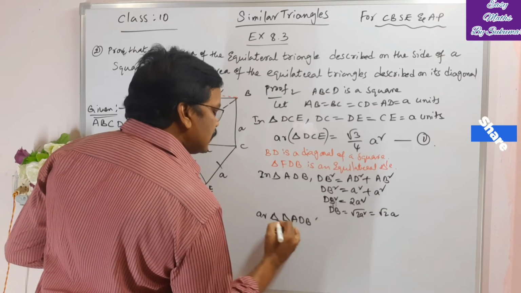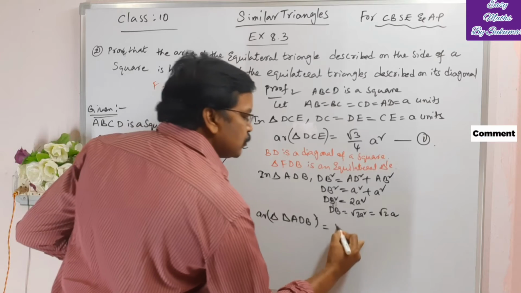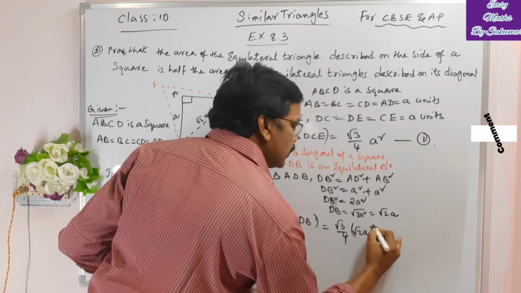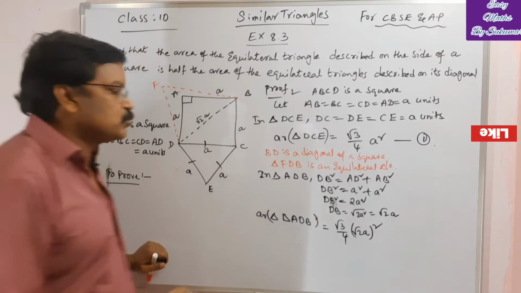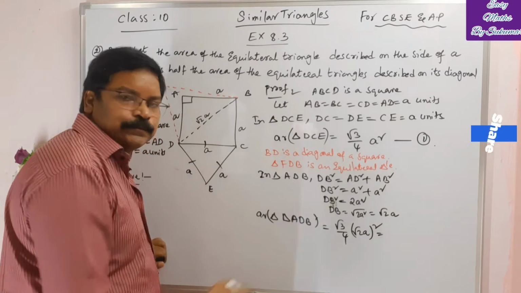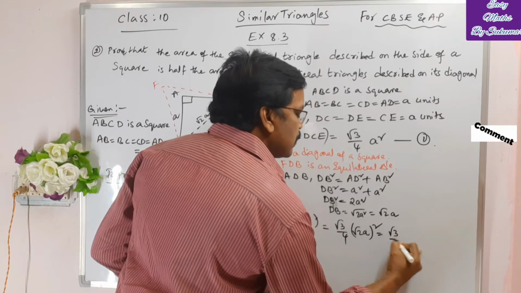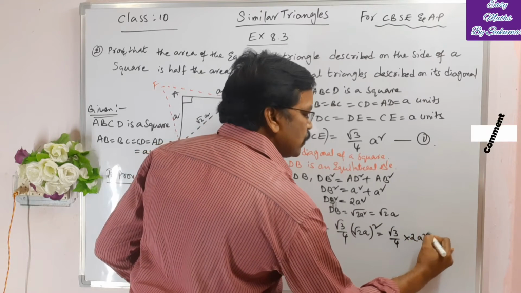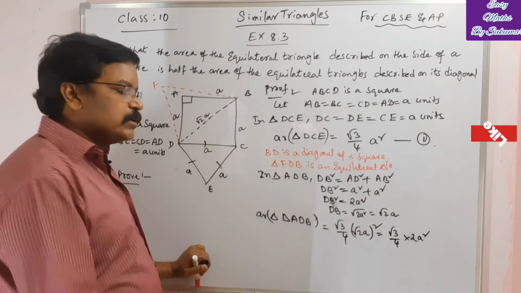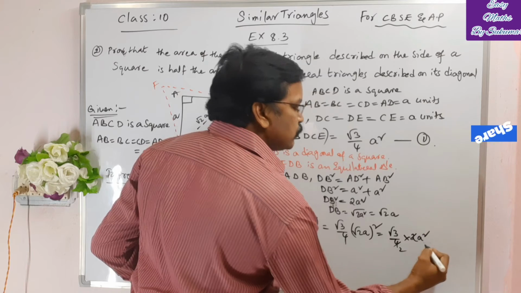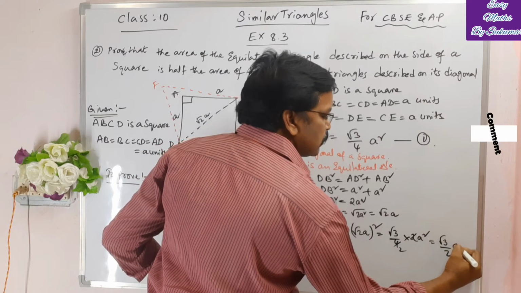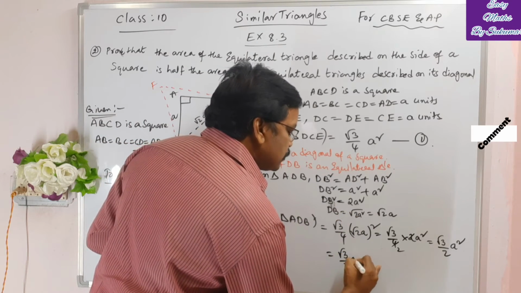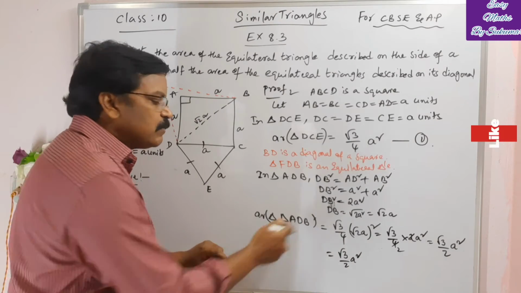Now, what is the area of triangle FDB? It is an equilateral triangle, so its area is root 3 by 4 into a square, where a is root 2a, so root 2a whole square. Now we have come to the end. This is root 3 by 4 into 2a square, since the square and root cancel. Here the 2 in 4 two times, so this is root 3 by 2 into a square. So it is equal to root 3 by 2 a square. This is the area of triangle FDB.